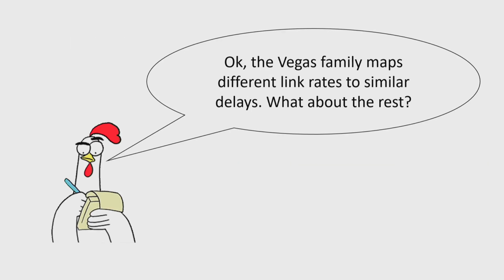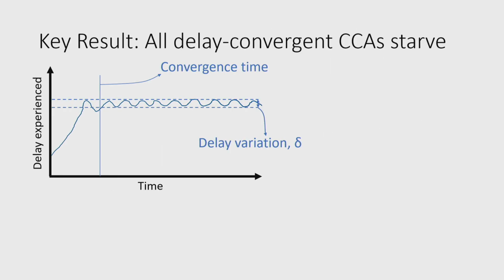Well, the natural question that comes up is, OK, maybe Vegas, Fast, and COPA have this problem, but there are other schemes too. So what about all of them? We prove that this does not work either. Our proof is that all delay convergent CCAs starve.